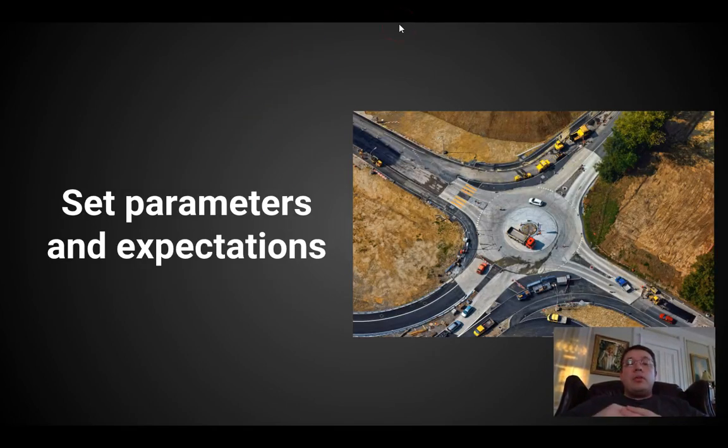Next up, set parameters and expectations. It's really important that students know, why are we having this discussion? What am I expected to talk about? We don't want to just have it completely open-ended.